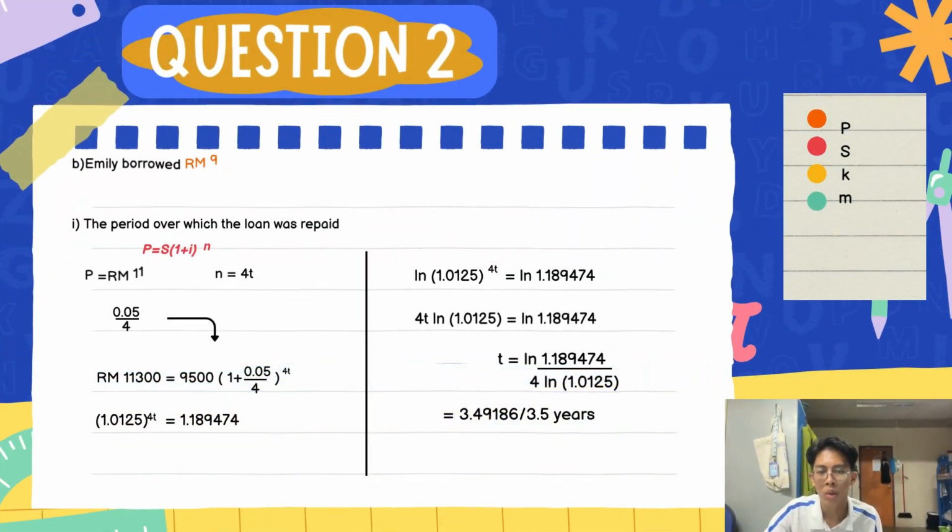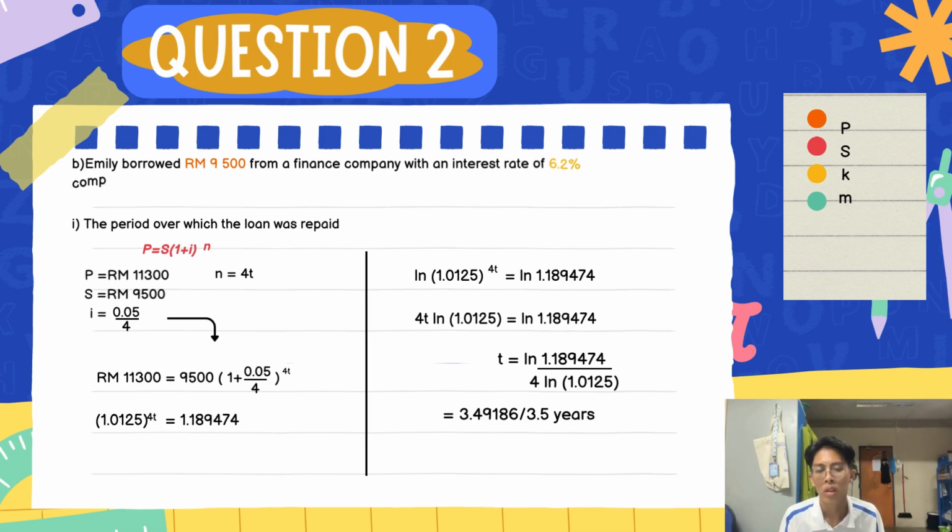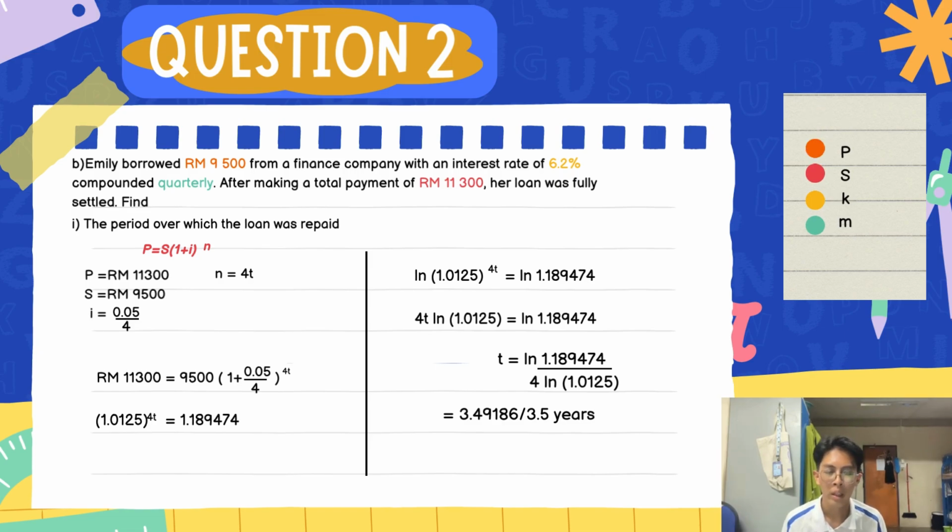So we can put all this amount into the formula. It will be RM11,300 equals 9,500 bracket 1 plus 0.05 divided by 4 to the power of n, and the final answer is going to be 3.49189, or 3.5 years.